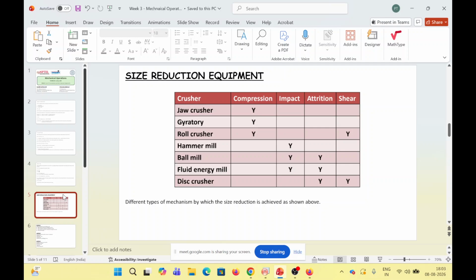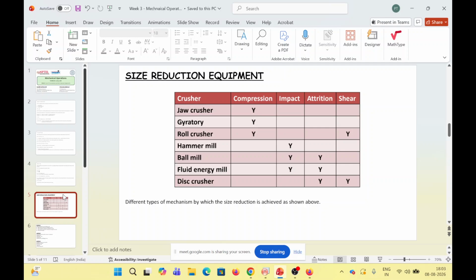So you just need to understand what compression is versus impact versus attrition versus shear, and how they are different from each other. Their intended purpose is the same, to break the particles into smaller sizes, but the way they do it to obtain smaller particles is different.